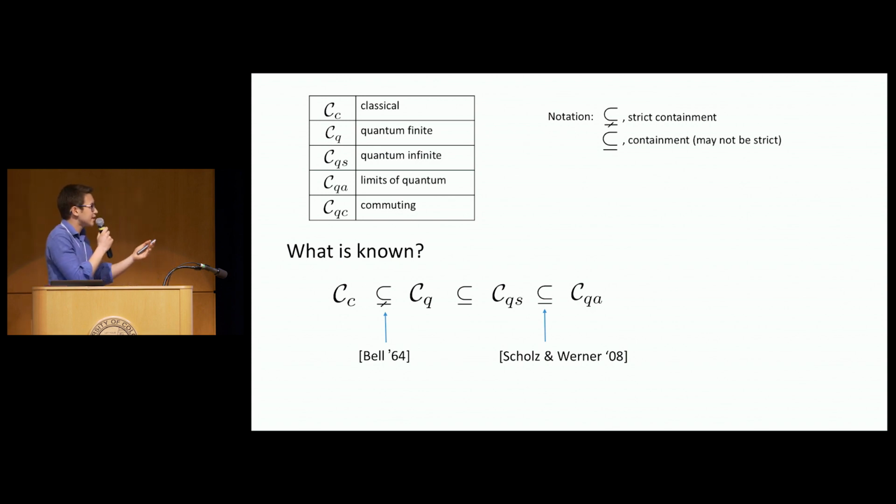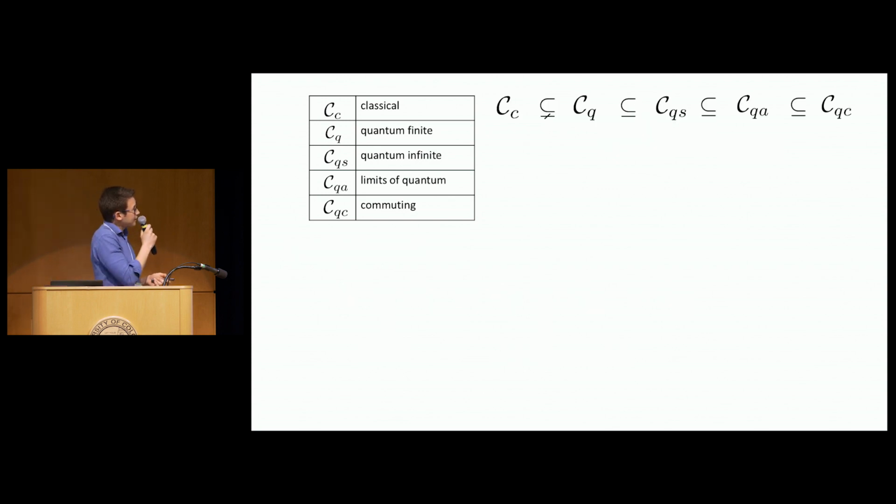But intuitively you can think that if you have a correlation that is attainable in infinite dimensions, you can truncate the state that attains it, and you'll get better and better approximations. It's not so simple, but this is just an intuition. And then CQC is the set that is most general and contains everything else, the set of correlations attainable in the commuting operator model. So I'll keep this list of containments at the top.